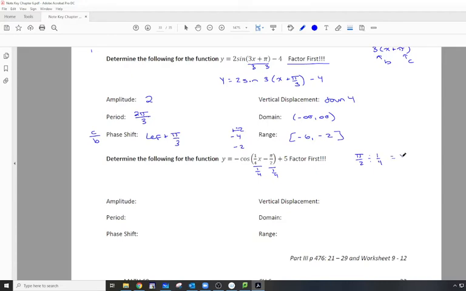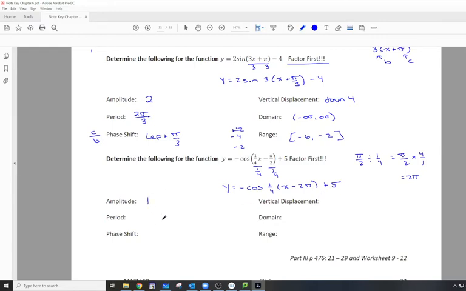That would be pi by 2 times 4 over 1, which is 2 pi. Which means this in factored form would be y equals negative cos of a quarter times x minus 2 pi, plus 5. Now I can answer the questions.